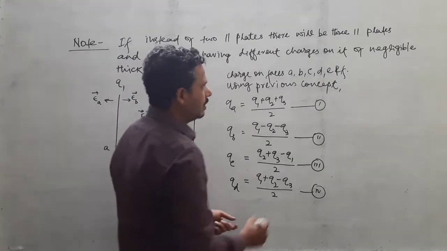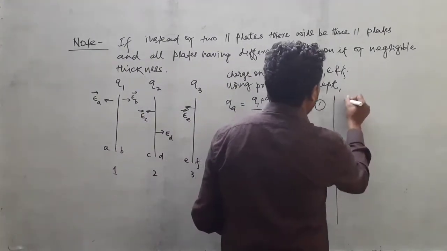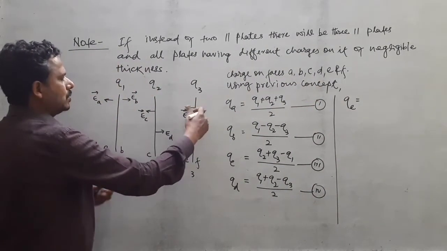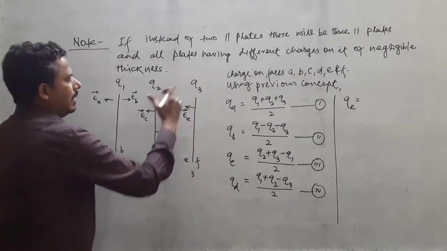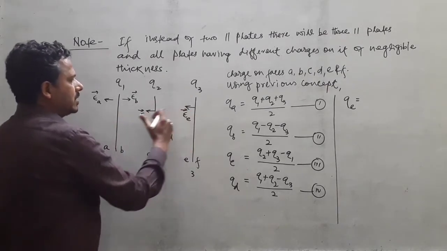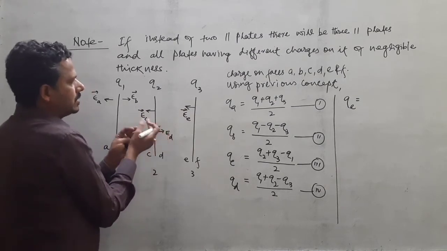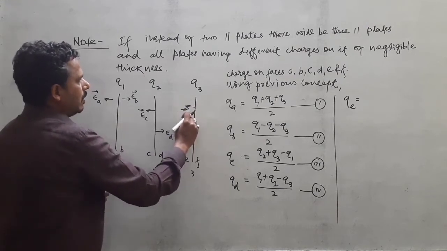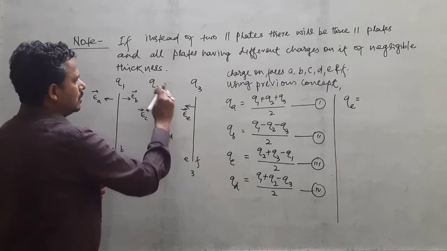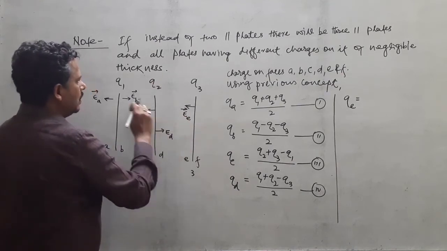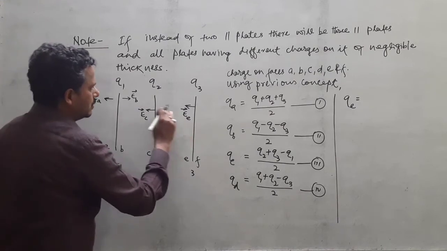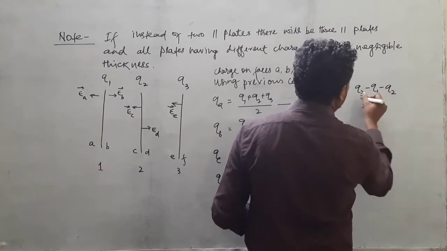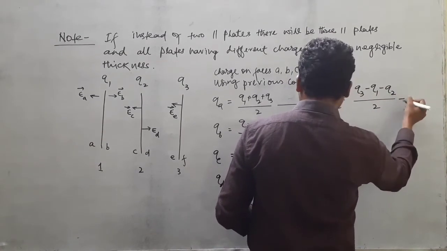Now you have to find QE. Then QE, your electric field is in the left direction, so all charges you have to take in the electric field direction, in this direction, as positive, and the opposite direction as negative. So Q3 will be considered positive, whereas Q2 for this case is negative, and Q1 for this case is also negative. So QE is Q3 minus Q1 minus Q2 by 2. This is your equation 5.